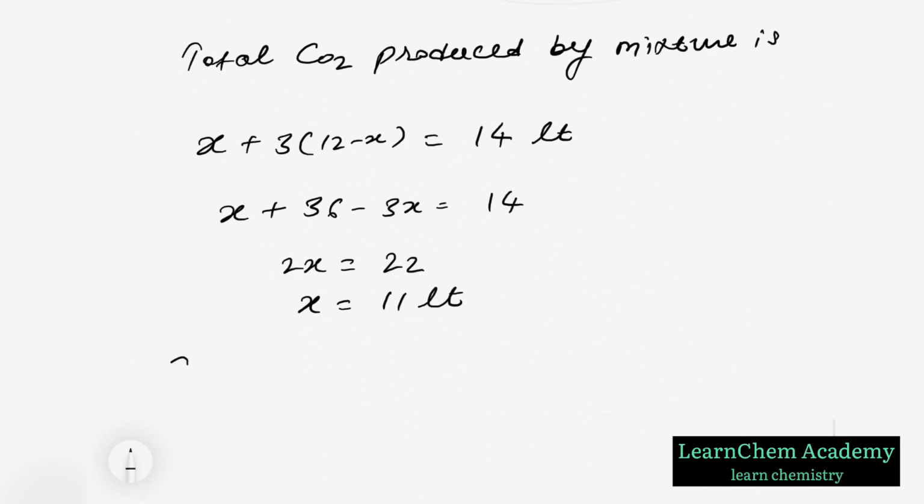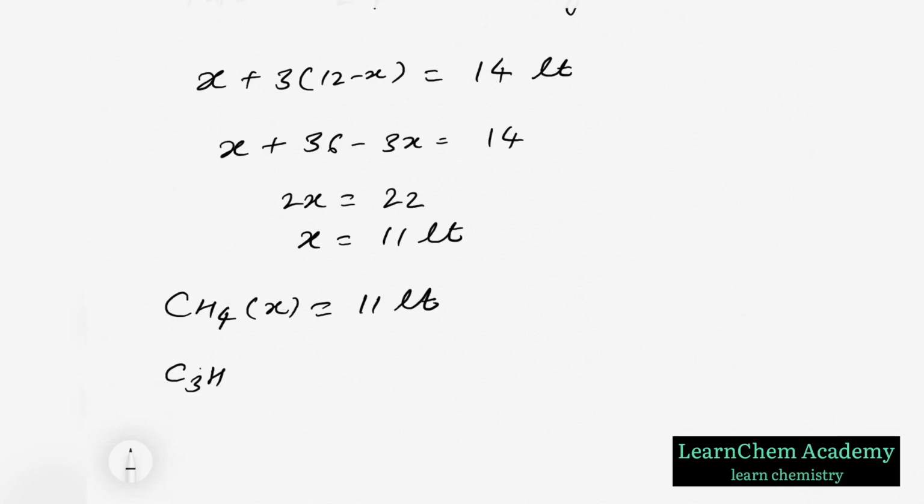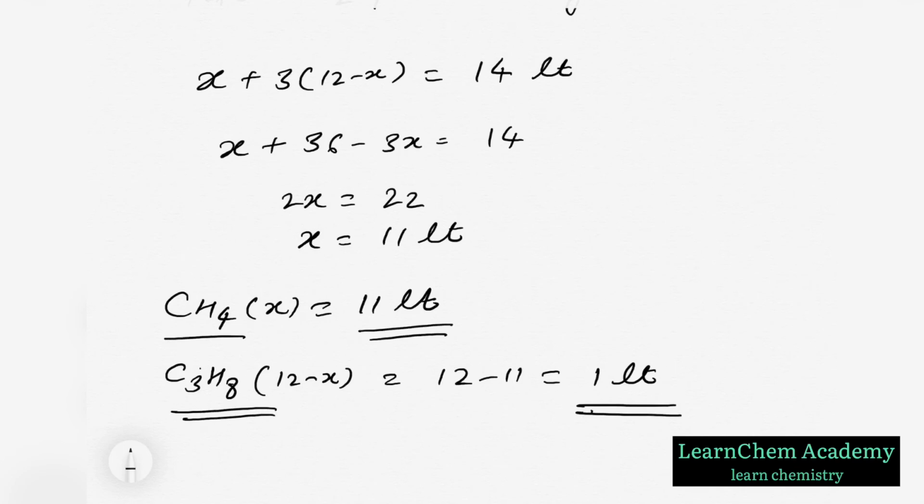So the volume of CH4 is X, that is 11 liter, and the volume of propane is 12 minus X, so 12 minus 11 equals 1 liter. So 1 liter is the volume of propane and 11 liter is the volume of methane. In this way we can do stoichiometric calculations in all 3 types: mass-mass relationship, mass-volume relationship and volume-volume relationship. Okay, thank you.